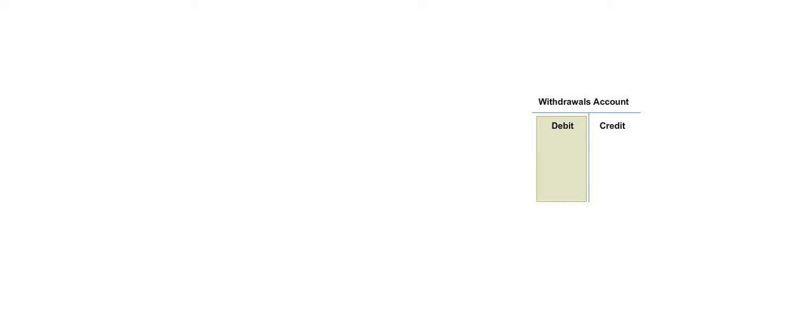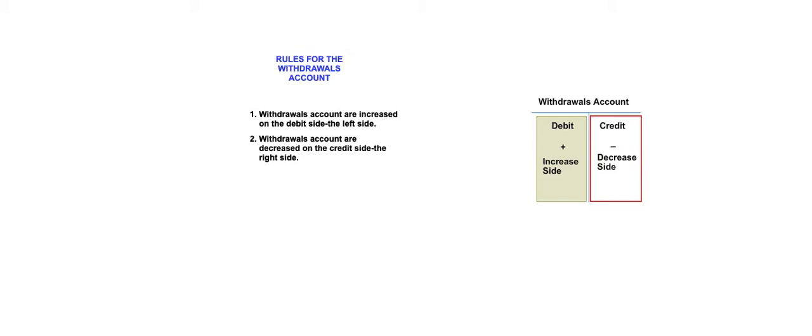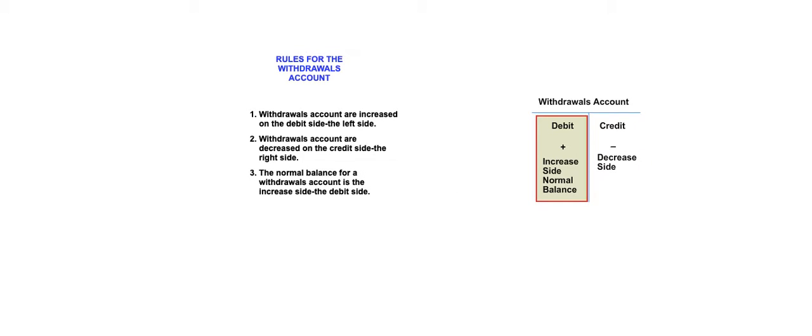A withdrawal is an amount of money or an asset the owner takes out of the business. The withdrawals account decreases the owner's capital account. Thus, withdrawals increase with a debit and decrease with a credit. The normal balance side of the T account for the withdrawals account is the increased side, the debit side.